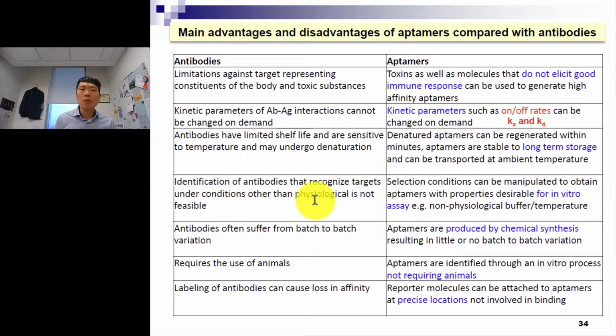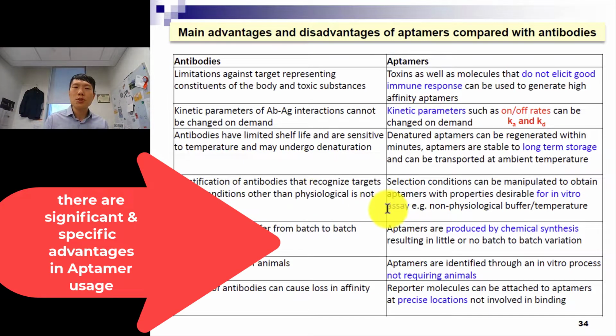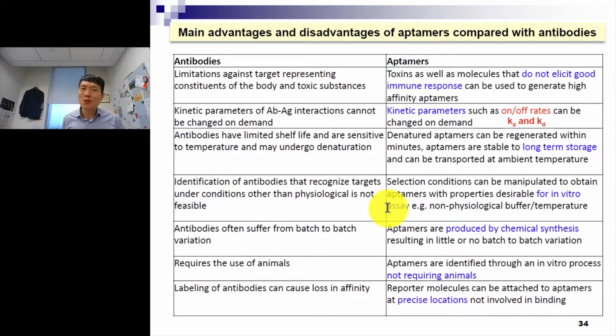Next is the identification of antibodies to recognize targets under certain conditions, not in physiological conditions, which is not feasible. So antibodies again are more about life. Think of it like a human: we function at 37 degrees Celsius, so it's a very specific range. If we have a high temperature, we get a fever, we don't function anymore, it's not good. But aptamers are like no life, they are man-made. So you think of it like a robot: you can just tune it to a temperature, to certain parameters that are not even within the working range of antibodies.